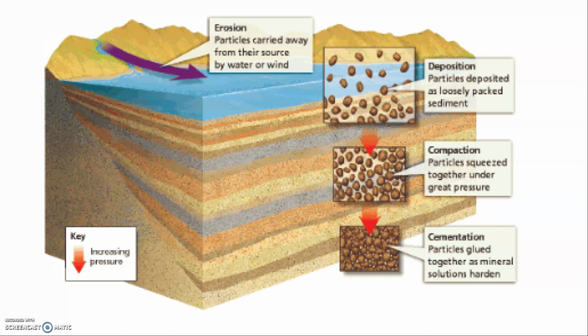Okay, a more specific model is that, as you can see, erosion happens from here. Particles are carried away from their source by water or wind. This is happening by water. It can happen by wind also, but they need even smaller particles.